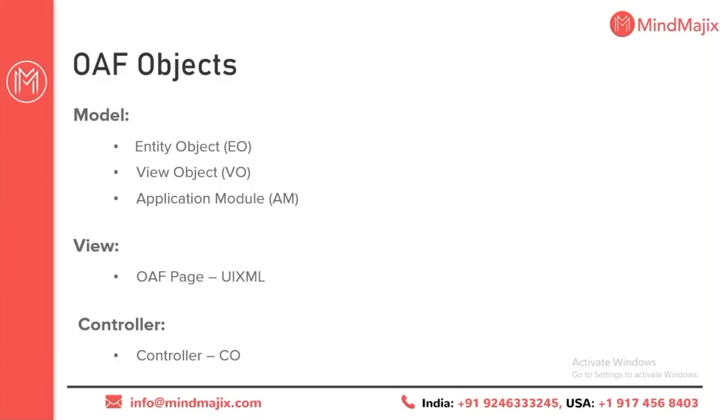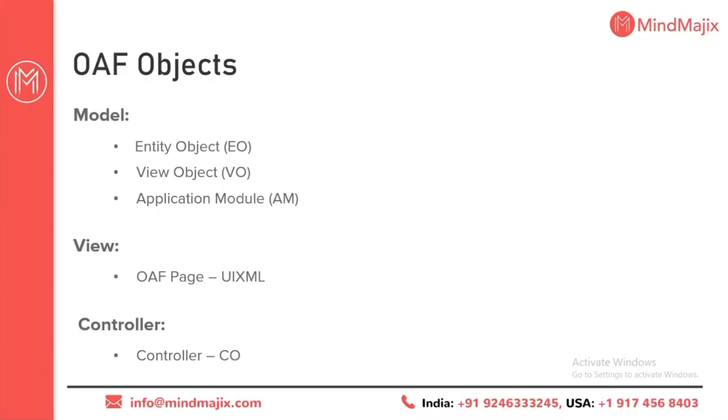An entity object can be created out of tables, synonyms, and materialized views. Also, in an entity object you can write the validations. For example, if you are entering a salary as negative, then you can throw an exception saying salary cannot be negative. And also, you can throw the validations at two levels.